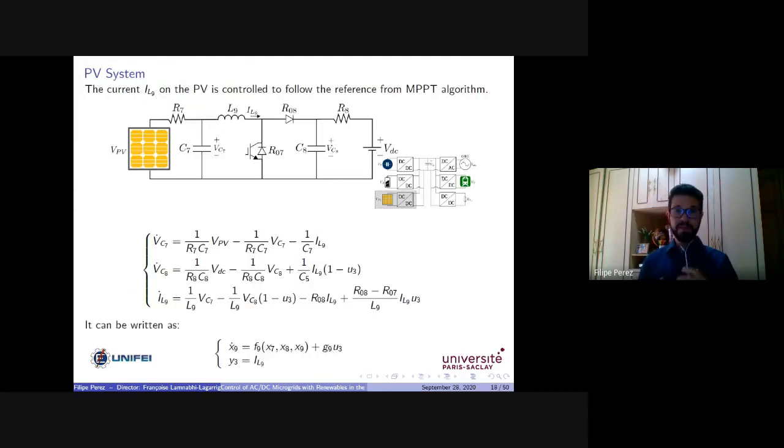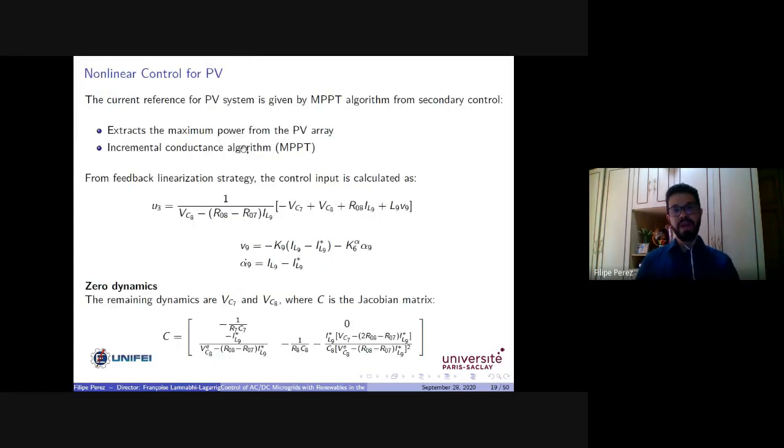Next, the PV system. The target here is to control the current IL9. So taking current IL9 as the control output, we have to provide the reference of this current, which is given by an MPPT algorithm such that we can extract the maximum power from the PV array. And this algorithm is based on an incremental conductance algorithm.